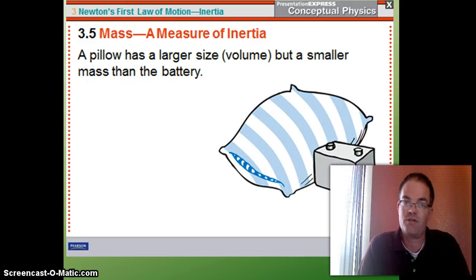Let's not confuse mass with other things. Here's an example of where some students confuse mass with, say, volume. These two things here, the pillow and the battery, have very different volumes and very different masses. The pillow doesn't have very much mass, but what mass it has is all spread out. So it has a lot of volume, but not very much mass. The battery, on the other hand, has all of its matter concentrated into one smaller little box. A lot of mass, not that much volume.